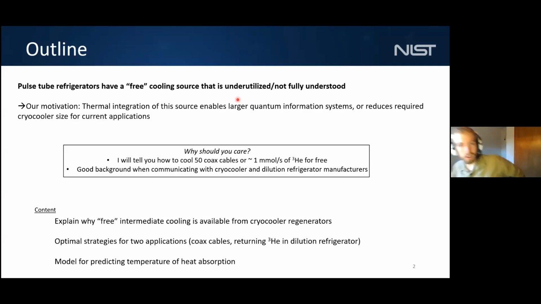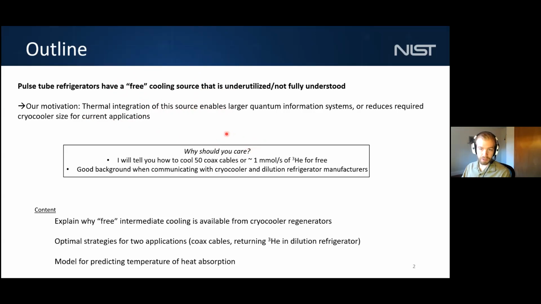My outline. Pulse tube refrigerators have a large source of free cooling that is available, but in many cases underutilized or not fully understood. So our motivation behind this research is that utilization of this cooling source enables larger quantum information systems or reduces the required size of cryocoolers for current cooling applications.